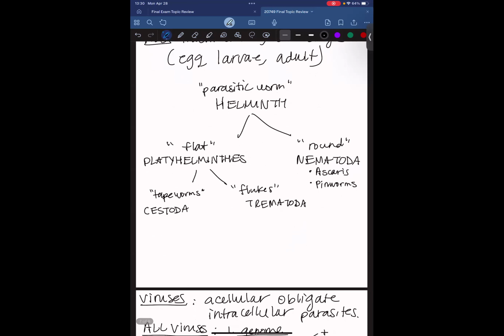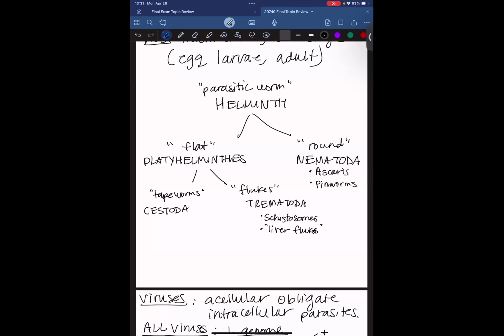For our flukes, some examples of trematodes. This would be like our schistosomes, our blood flukes. Our liver flukes, those were Opisthorchis sinensis and Clonorchis sinensis. Those are our liver flukes, the Chinese liver flukes. These are all chapter 23 things.